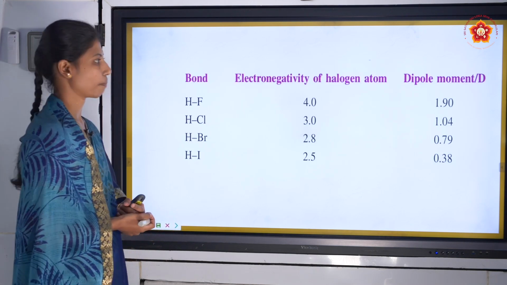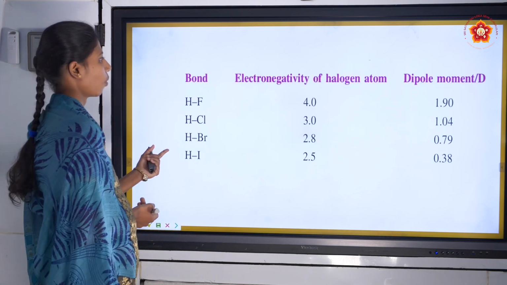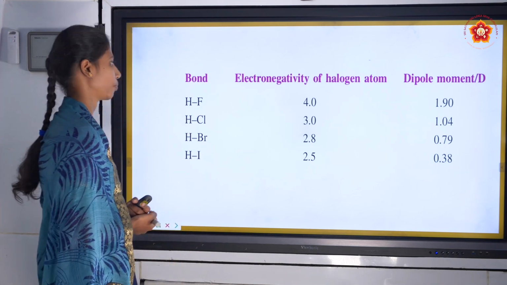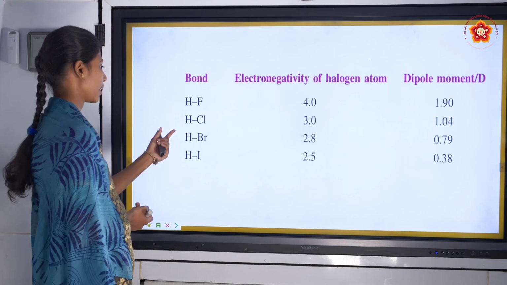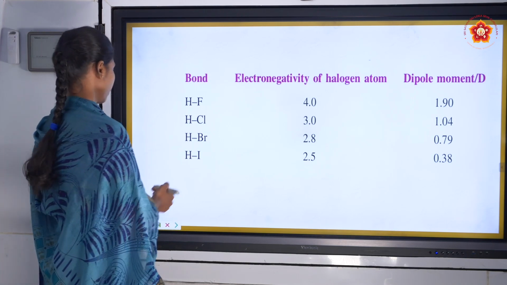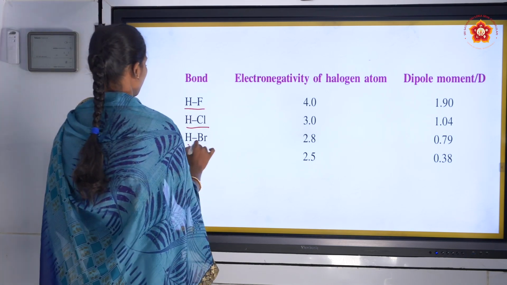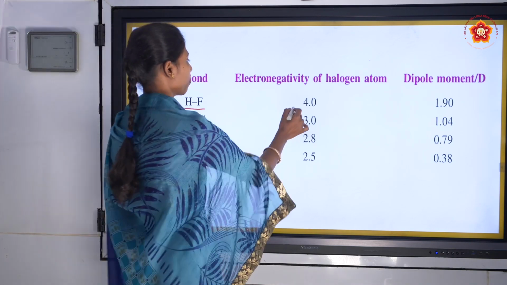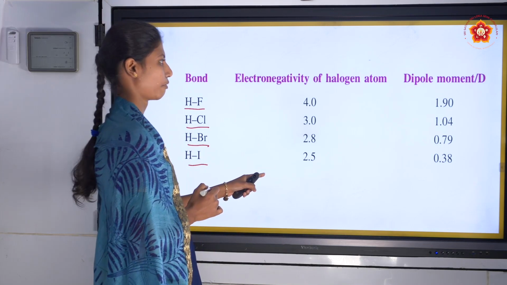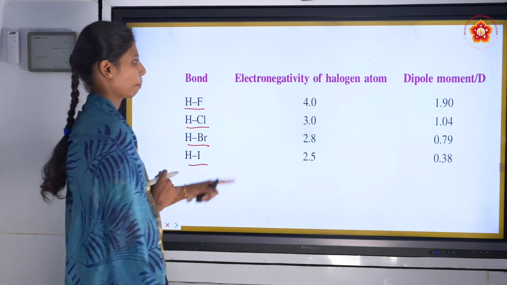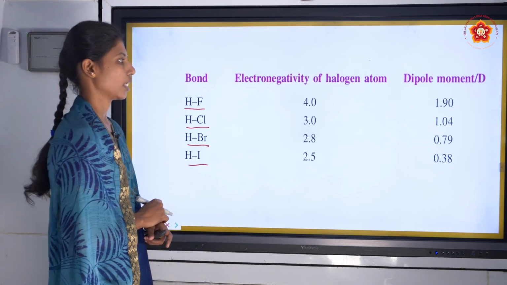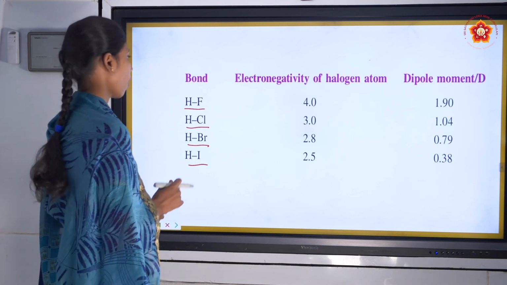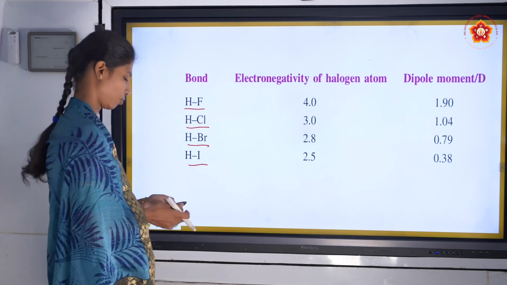Some examples for dipole moment. Bond, electronegativity of halogen atom, dipole moment. HF, HCl, HBr, and HI. The electronegativity of the halogen is 4, 3, 2.8, 2.5, and the dipole moment is 1.9, 1.04, 0.79 and 0.38. All these are examples for dipole moment.